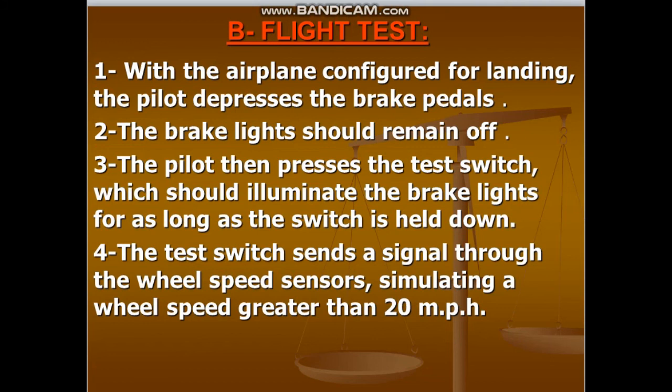What about the flight test? With the airplane configured for landing, the pilot depresses the brake pedals. The brake lights should remain off. Why? Because the landing gear is retracted. The pilot then presses the test switch, which should illuminate the brake lights for as long as the switch is held down. The test switch sends a signal through the wheel speed sensors, simulating a wheel speed greater than 20 miles per hour. That means our system works satisfactorily.